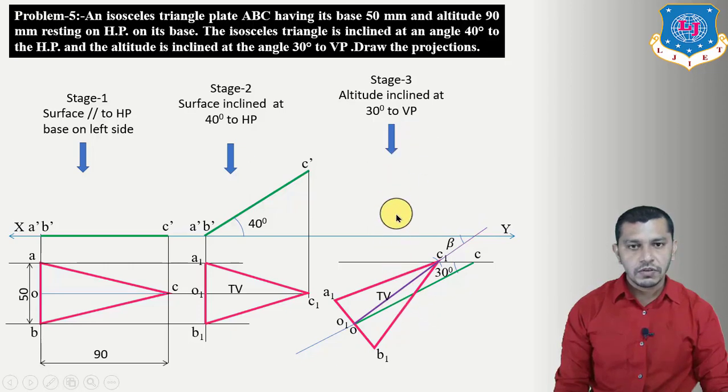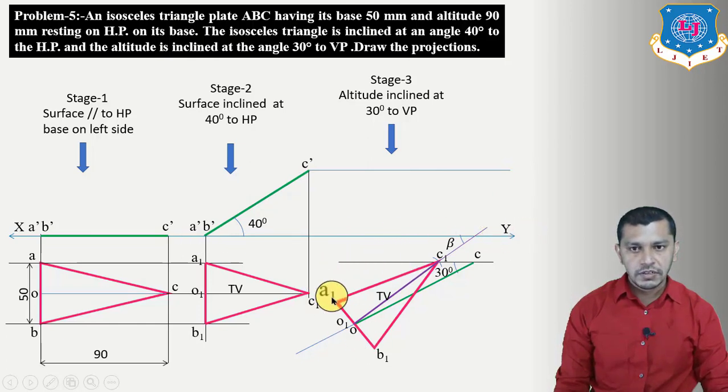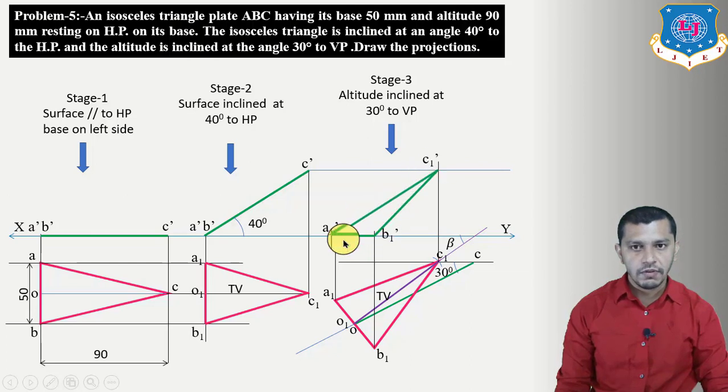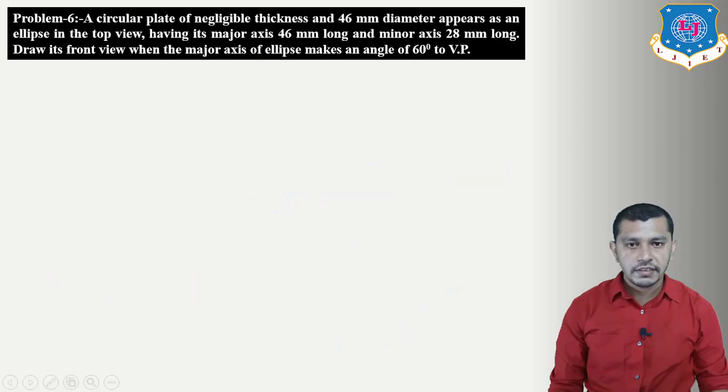Now we have to find out the elevation. So to find out the elevation, first of all draw locus of A, B, C from the elevation. So this will be locus of C, and the XY line will be locus of A and B. Now project these points A1 B1 C1. So here we will get A1 dash, here we will get B1 dash, and here we will get C1 dash. Connect these points A1 dash to B1 dash, B1 dash to C1 dash, and C1 dash to A1 dash. We will get the final front view, and this is our apparent view. Now let's move on to the next example.